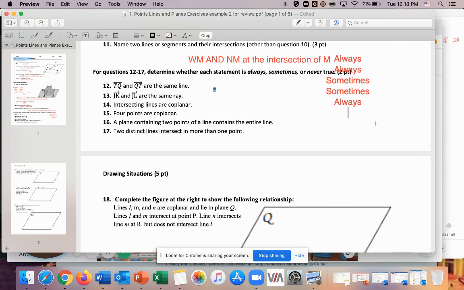So I do not have an answer key for this one, so I got to go with it. Just follow my heart on this one. So sometimes I have to think about these for a little bit longer. And then 2 distinct lines intersect in more than 1 point. No, never.